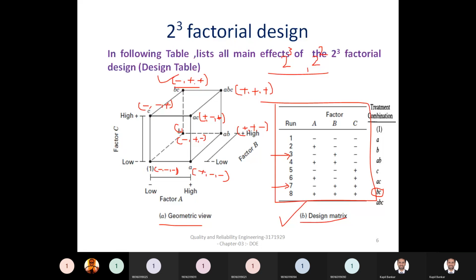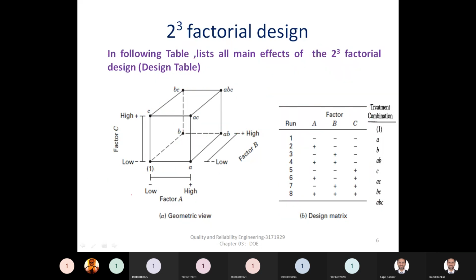So here, in the following table, is the list of main effects of the 2 raised to 3 factorial design, and that is known as the design table. This one. So how can you prepare this design table that we taught from this geometric view as well as this treatment combination?